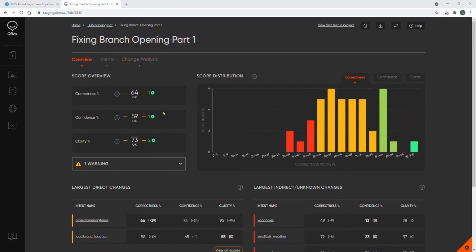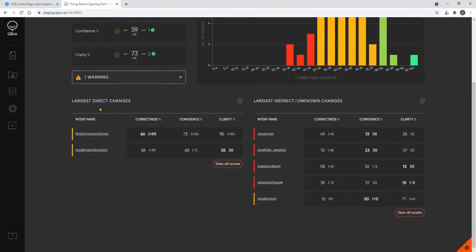Overall correctness and confidence have increased by 1% and clarity by 2%, so it's all going in the right direction. QBox automatically compares this test with the last test run within my project, but you can of course change this comparison and compare against any test within any of your projects here. So we can see that just by fixing a few utterances, we've already made some really good progress in improving overall model metrics. And then further down, we see the largest direct changes.